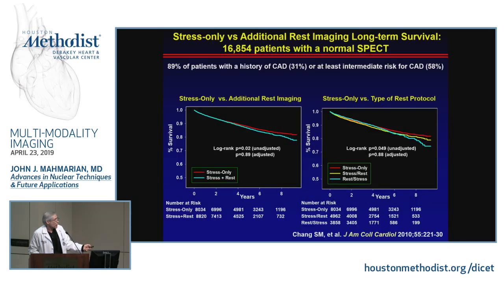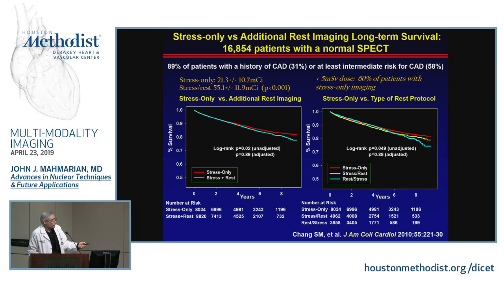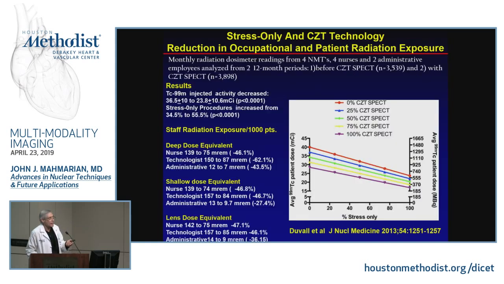And again, these are our data showing that stress only versus stress and rest, or any kind of rest, stress, rest protocol, is just as comparable in terms of overall event rates, with much less use of millicuries: stress only 21 millicuries versus stress rest 55 millicuries. And of course, in this study, over 60% of patients received less than 5 millisieverts of radiation. So a very effective way of reducing radiation exposure, getting the information you need, and getting out.